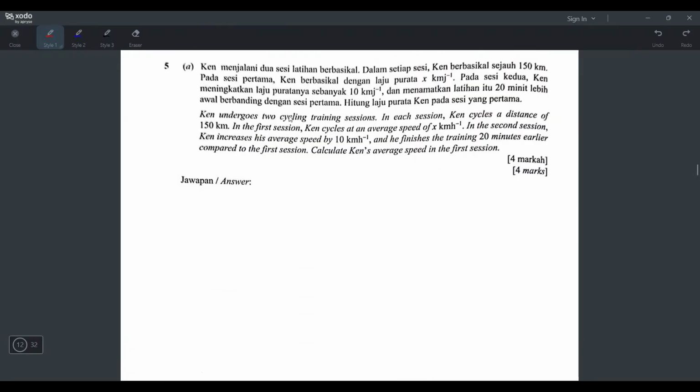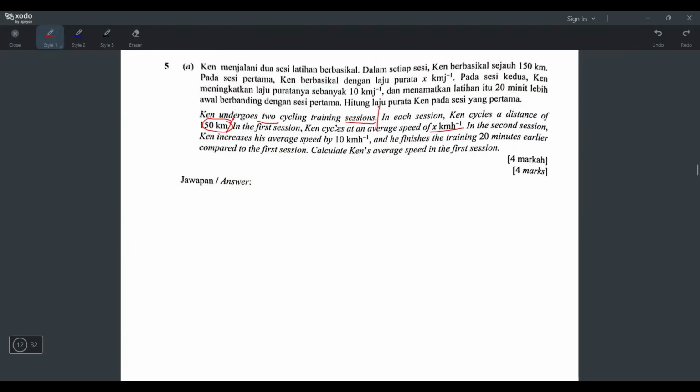Ken undergoes 2 cycling training sessions. Okay, so there are 2 sessions. In each session, Ken cycles a distance of 150 kilometers. In the first session, Ken cycles at an average of x kilometers per hour, and then in the second session, Ken increases his speed by 10.